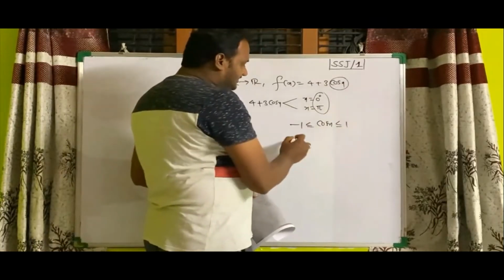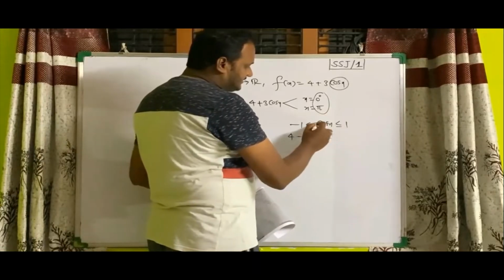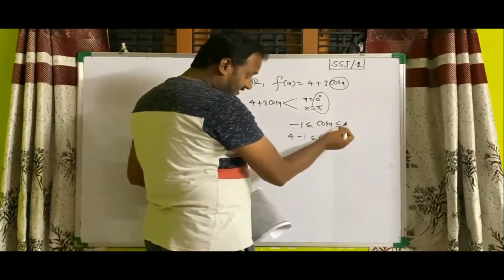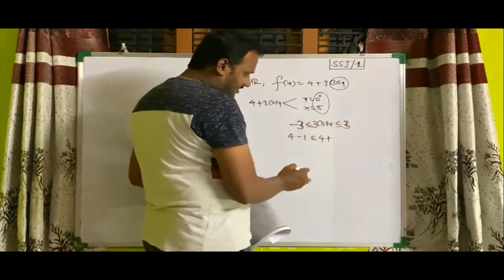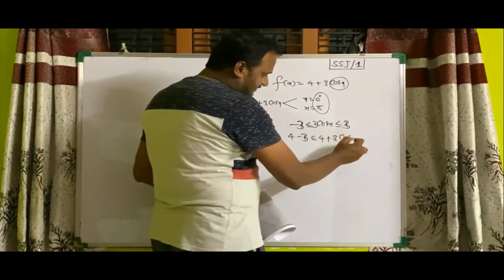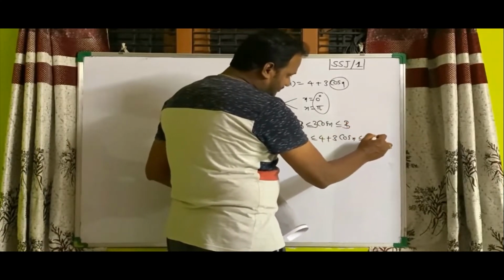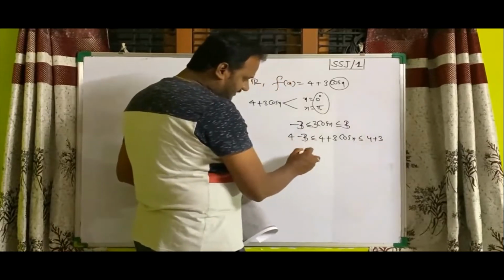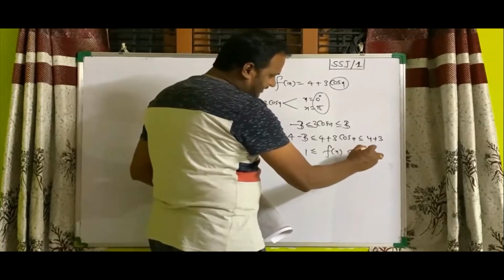So when you multiply by 3, we get 3 into -1, 3 into cos x, 3 into 1. Then you add 4 on both sides, so 4 minus 3 less than or equal to 4 plus 3 cos x less than or equal to 4 plus 3. It means 4 minus 3 is 1, so 1 is less than or equal to your function, which is less than or equal to 7.